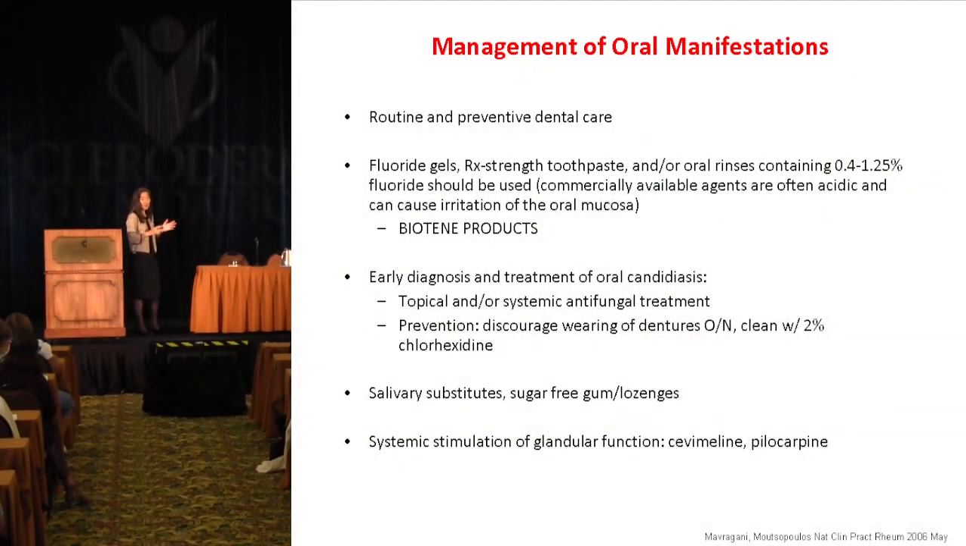Okay, oral manifestations. It's important obviously to get routine and preventive dental care. Fluoride gels, prescription strength toothpaste and oral rinses that contain a lot of fluoride can be acidic, and commercially available products can be very acidic and can actually cause irritation of your oral mucosa. So what I tell my patients to look into are Biotene products. I think those are quite nice.